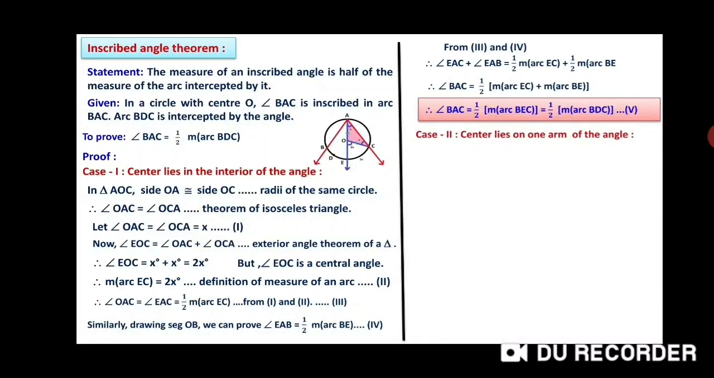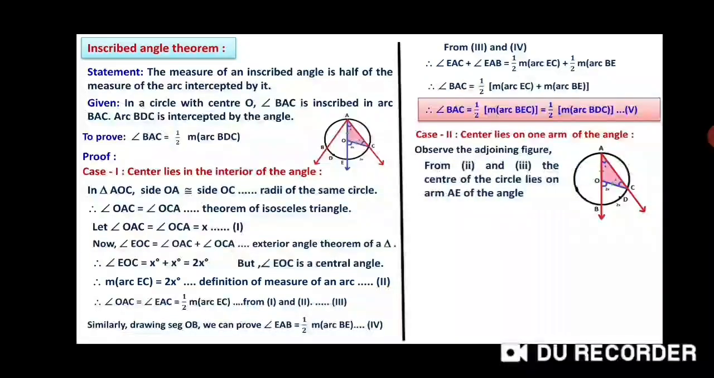Now, let us consider the second case. Center lies on one arm of the angle. So, observe the adjoining figure here. From second and third in the previous case, the center of the circle lies on the arm AE of the angle. Angle BAC is equal to half the measure of arc BDC.